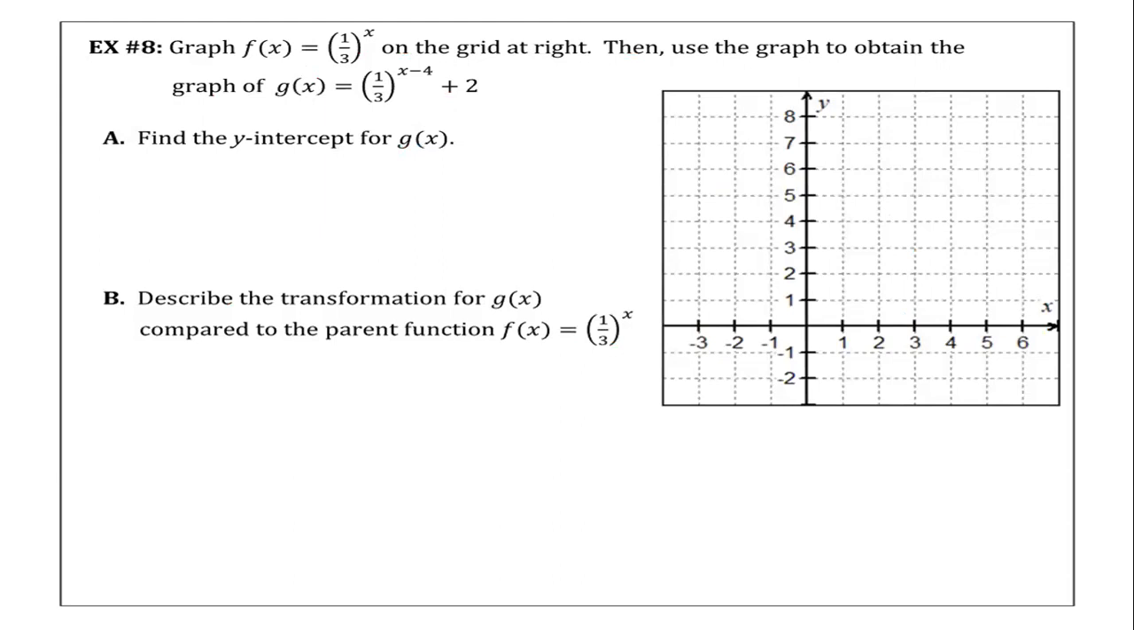So it says f of x equals 1/3 to the x on the grid at the right. That's what we're graphing. So your parent function now is 1/3 to the x. How do I know it's the parent function? There are no transformations taking place. It's just the base and the variable power. Then use the graph to obtain 1/3 to the x minus 4 plus 2.